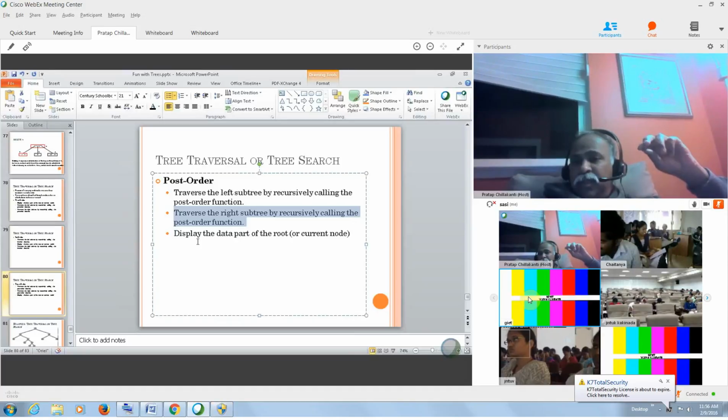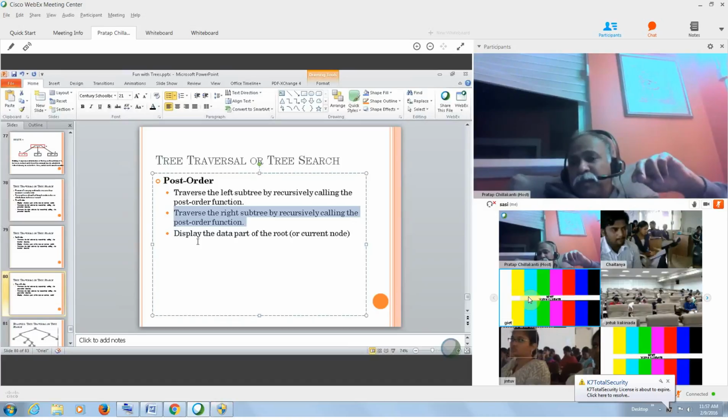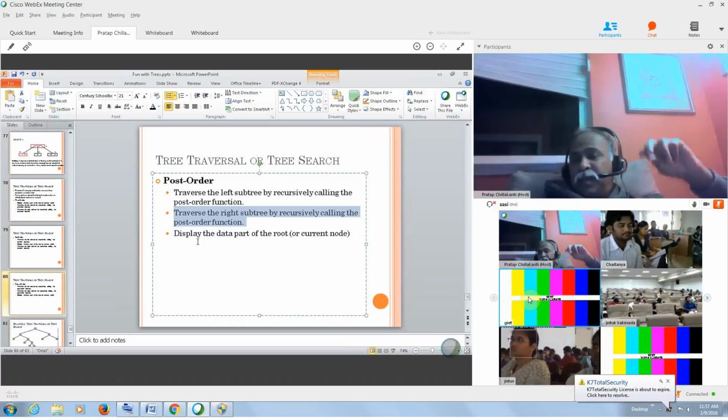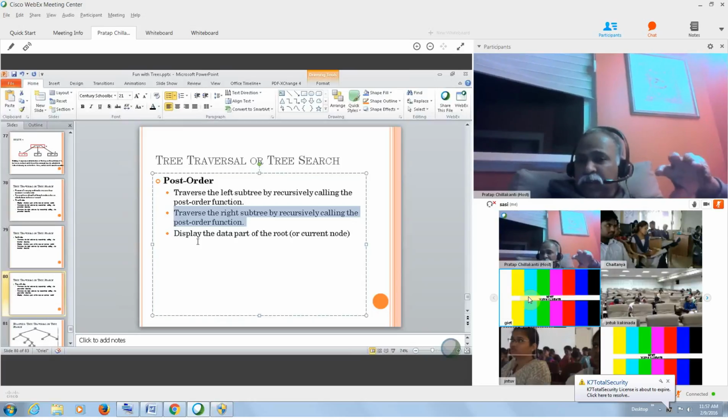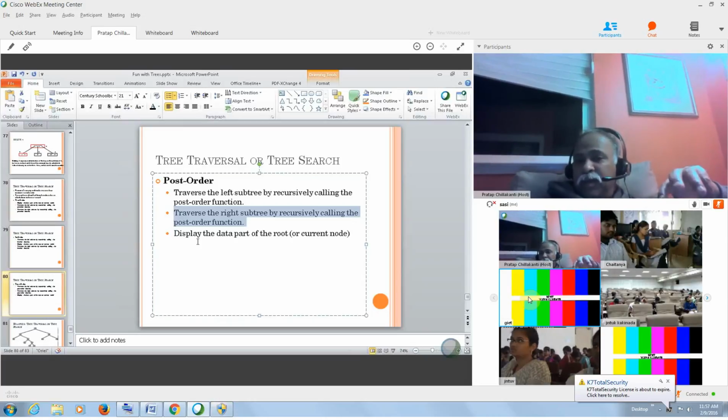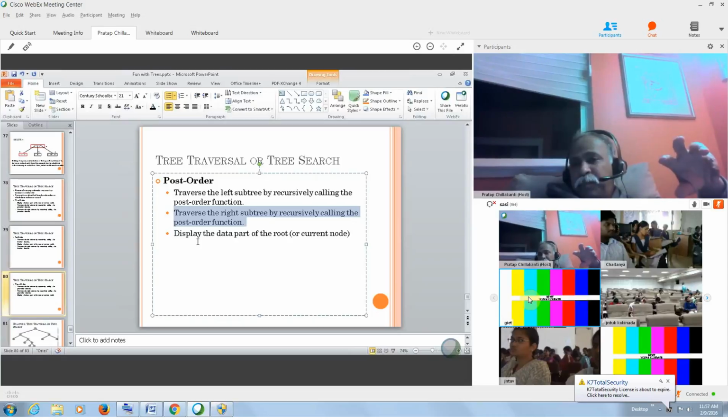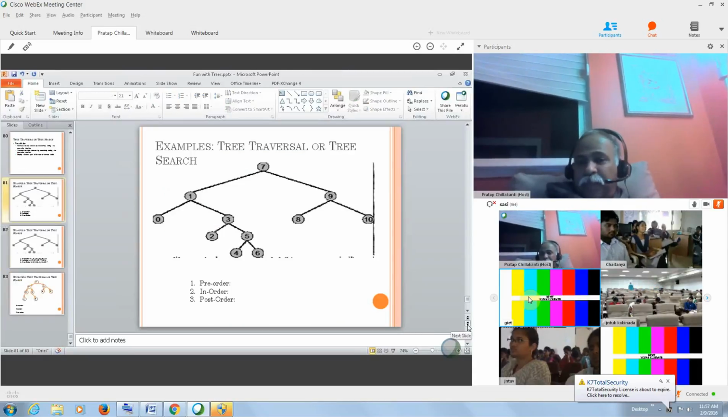In in-order, you process the left subtree, then you take care of the root, then you go to the right subtree. In the case of post-order, left subtree first, right subtree next, and then display the root. Now once again, these are definitions, right? Definitions don't mean anything unless you do an exercise.